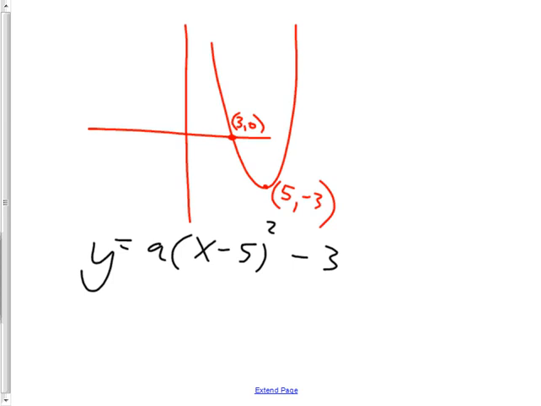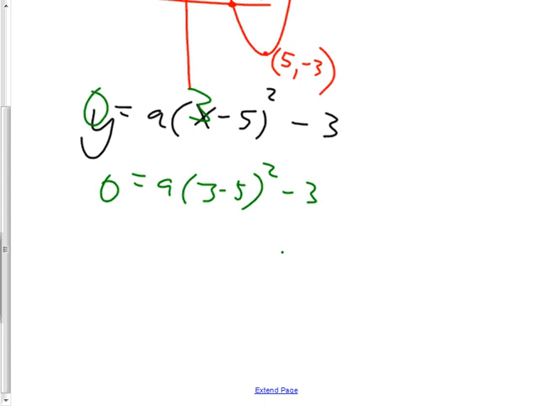Okay, plug in 3 comma 0. X is 3, y is 0. So I'll have 0 equals A times 3 minus 5 squared minus 3. And I just have to get that A alone. So I'm going to go 0 equals A times 3 minus 5 is negative 2. Negative 2 squared is 4 minus 3.